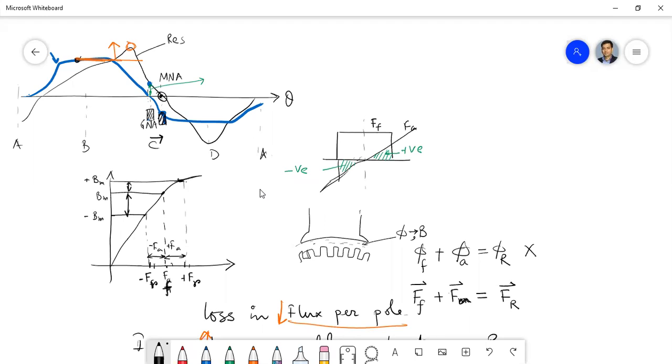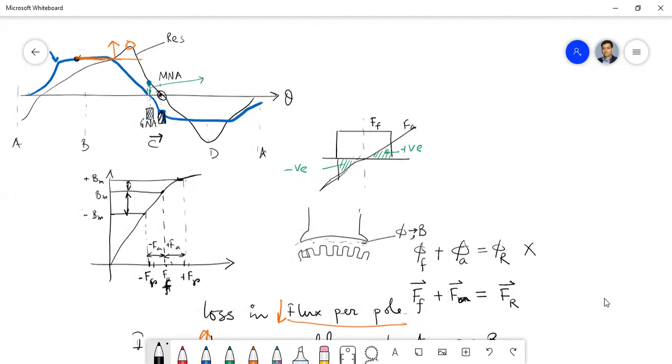Okay, but this is not a good solution at all. That I will discuss. The brush shift is not a good solution at all. Why? That I will discuss. The first reason is very simple. The second reason is a little complicated.